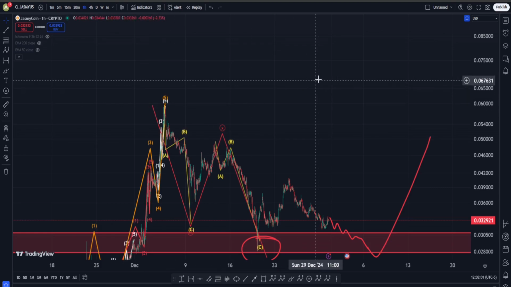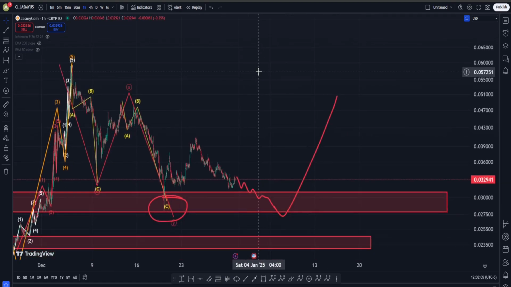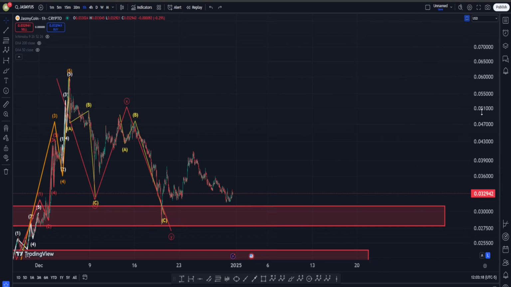And again, I believe we're not going to stop here. We're going to go quite a bit higher than that. Who knows, maybe to somewhere around the 10 cents area. So the overall picture for the next couple of months is absolutely 100% bullish.